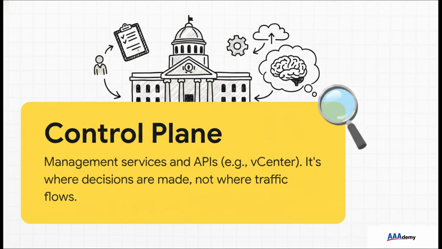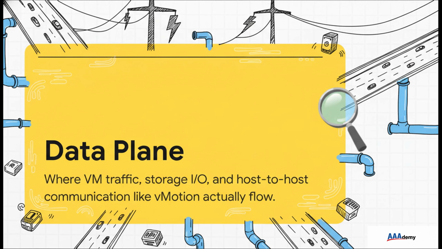So first up is the control plane. The easiest way to think about this is like City Hall. It's where you, the admin, issue commands. It's where vCenter lives, where all the policies get set, and where the entire infrastructure is managed and coordinated. It's all about making decisions. And then you have the data plane. Now, if the control plane is City Hall, the data plane is all the highways, the power lines, the plumbing of your city. This is where the real work actually gets done, where your virtual machines are sending network packets, accessing their storage, and where services like vMotion are moving huge amounts of data around.